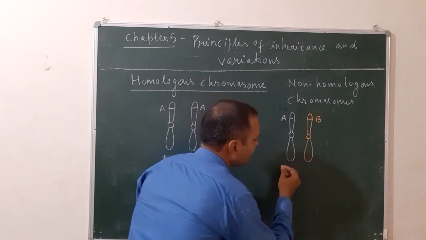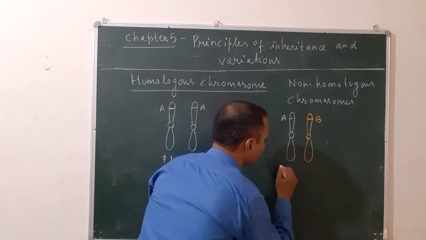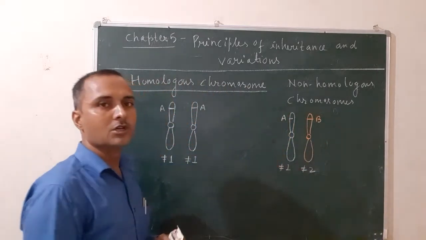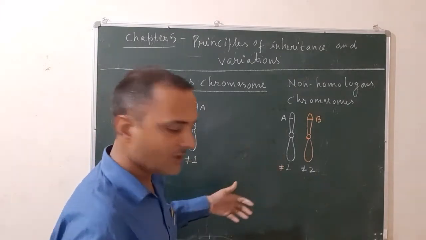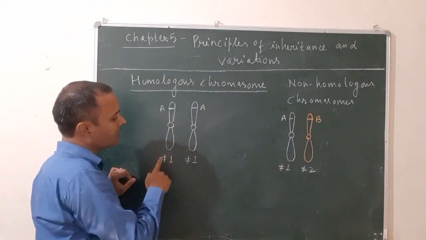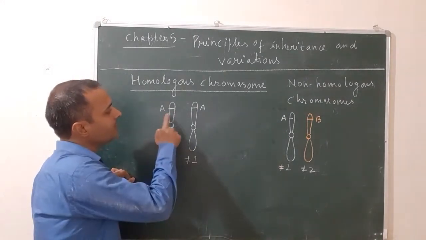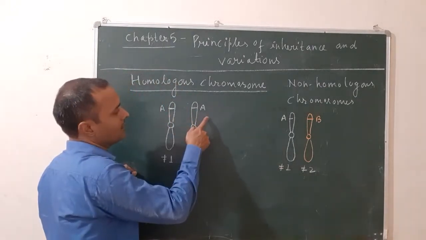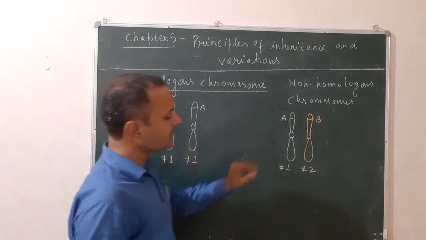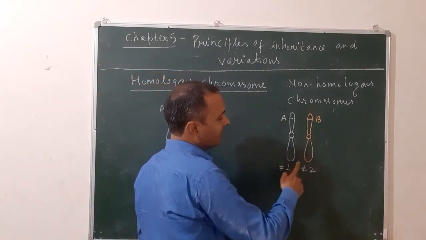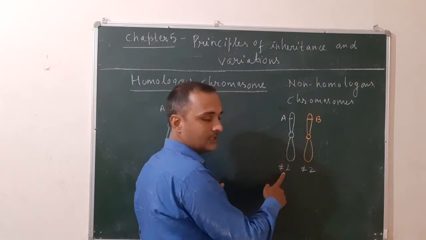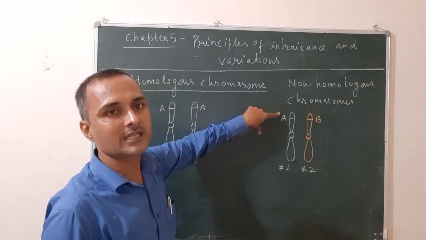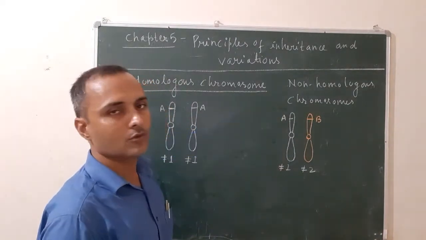Suppose the first one belongs to the pair of chromosome number 1 and the second one belongs to the pair of chromosome number 2. So these are non-homologous to each other. Why are the first ones homologous? Because they belong to the same pair, chromosome number 1, and contain the same gene, though there may be capital A and small a, because these are alternative forms. But in this case, the first chromosome belongs to chromosome number 1 and the second belongs to chromosome number 2. So these belong to different pairs, and such chromosomes are known as non-homologous chromosomes.